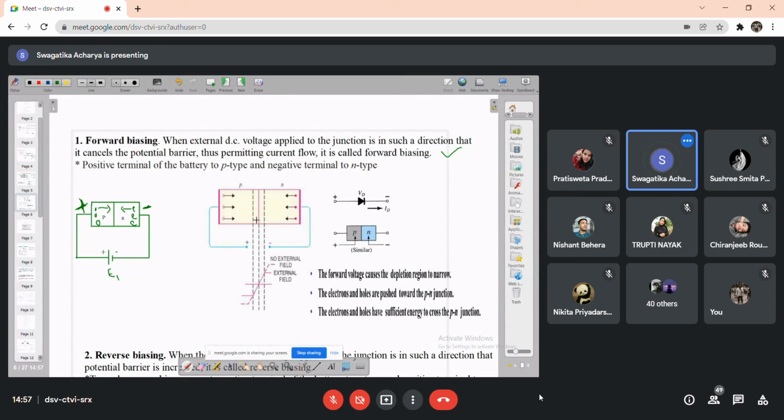So what will happen? First you keep the diode in no bias condition. Already a barrier potential is there, isn't it? The depletion region is there. Yes or no? Yes, ma'am.